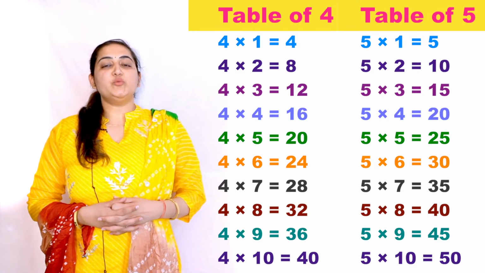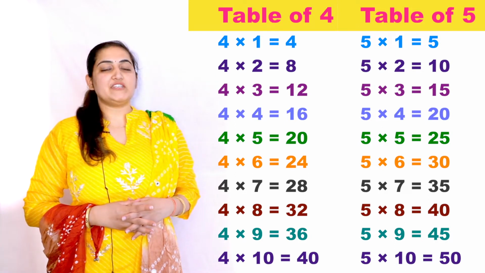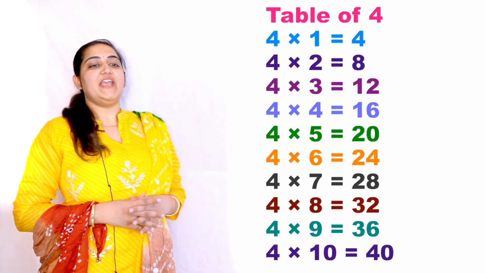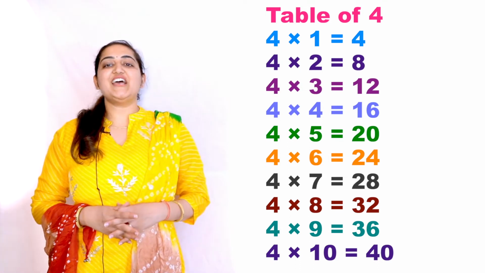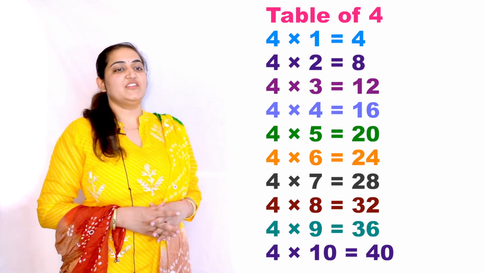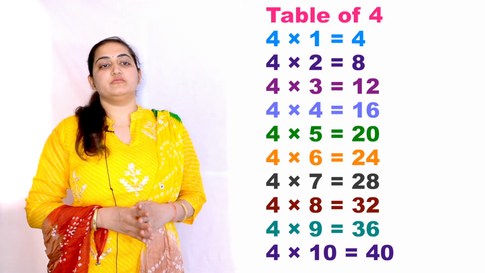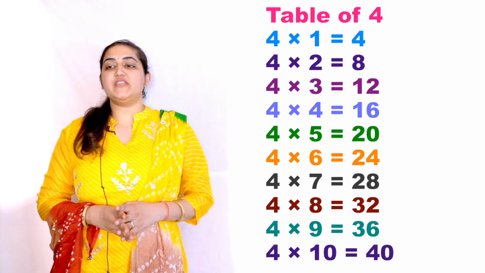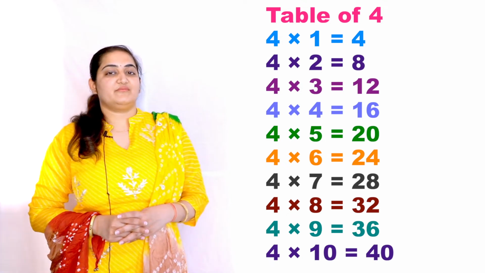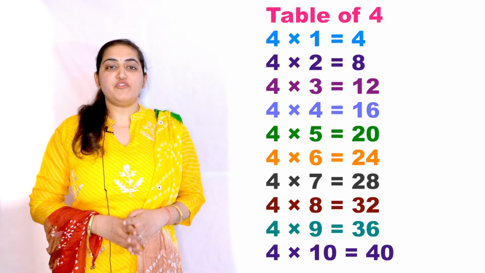वेलकम स्टूडेंट्स, वेलकम टू सोनू मोनू ई लर्निंग स्कूल। आज की क्लास में हम लर्न करेंगे 4 and 5 का टेबल। तो 4 के टेबल से स्टार्ट करते हैं। 4 1s are 4, 4 2s are 8, 4 3s are 12, 4 4s are 16, 4 5s are 20, 4 6s are 24, 4 7s are 28, 4 8s are 32, 4 9s are 36, 4 10s are 40.